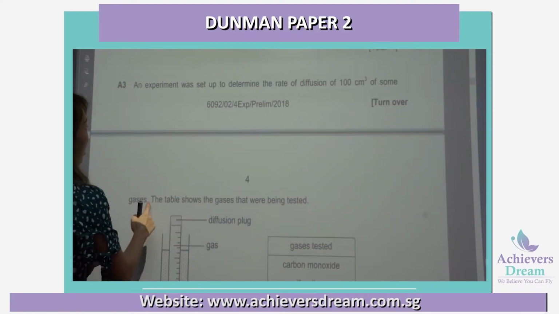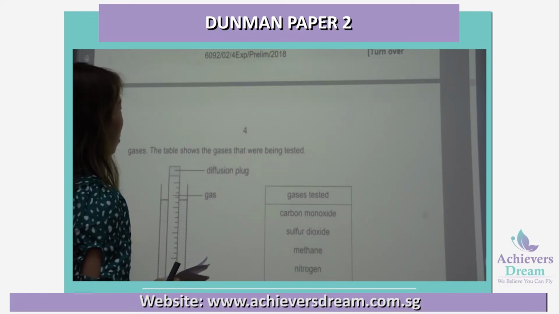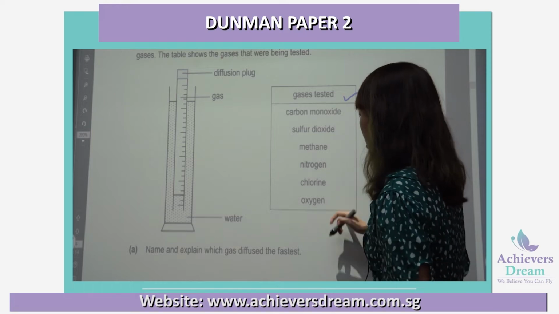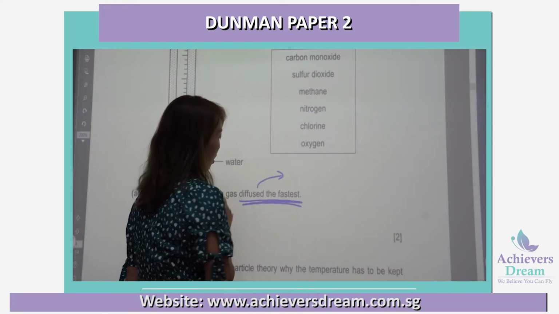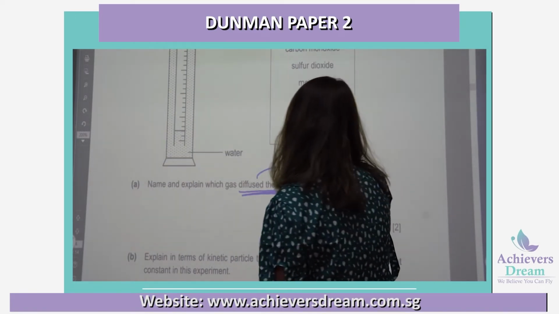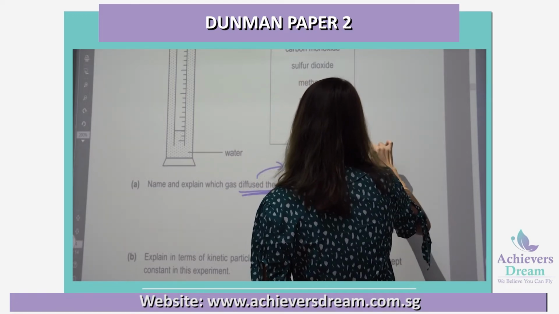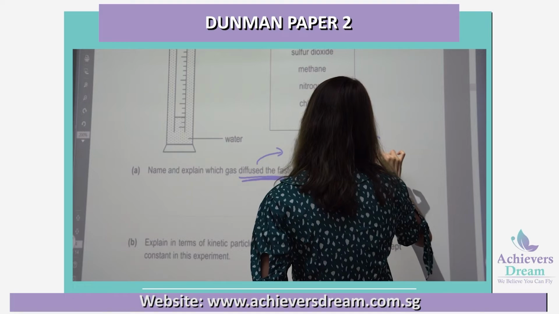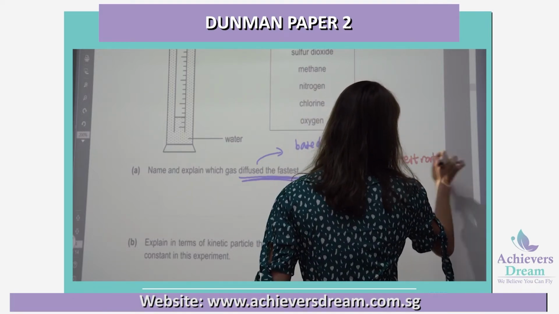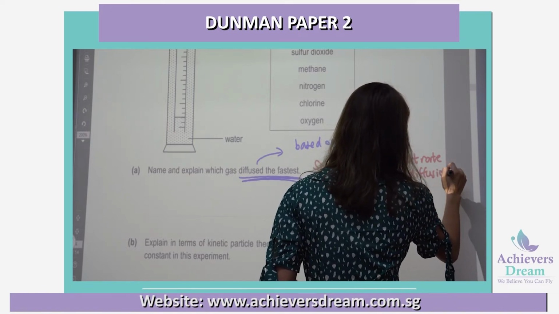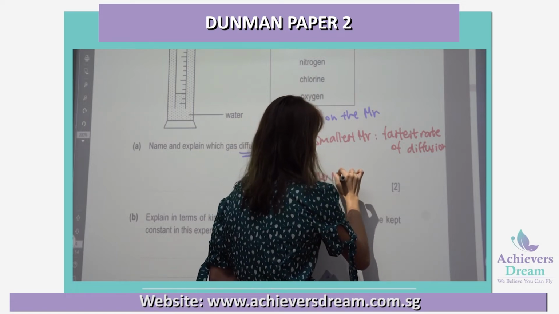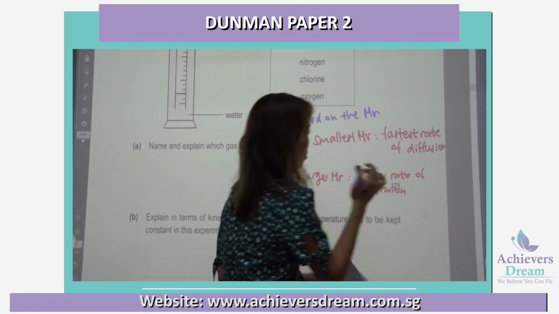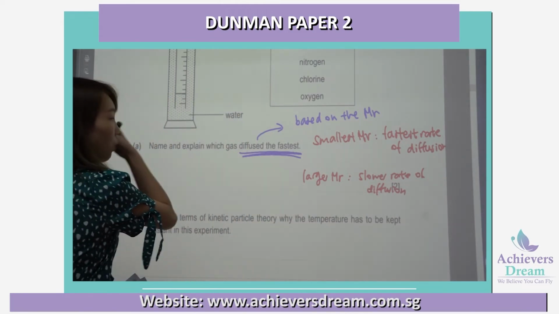Okay, so now for A3. An experiment was set up to determine the rate of diffusion of 100 cm3 of some gases. And this table shows the gases that were being tested. So name and explain which gas diffused the fastest. When it comes to fastest rate of diffusion, how do we determine? We determine based on the MR. So the gas with the smallest MR will have your fastest rate of diffusion. Whereas if you have a larger MR, it will have a slower rate of diffusion because it is so heavy. When it's so heavy, it takes a longer time to move, correct? As compared to a smaller MR.